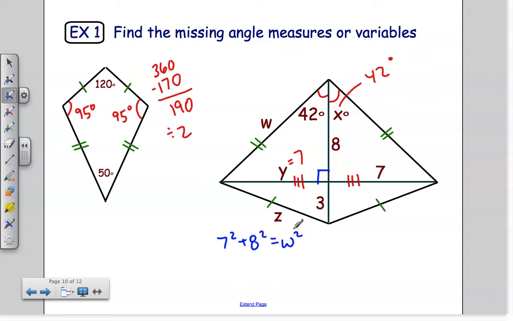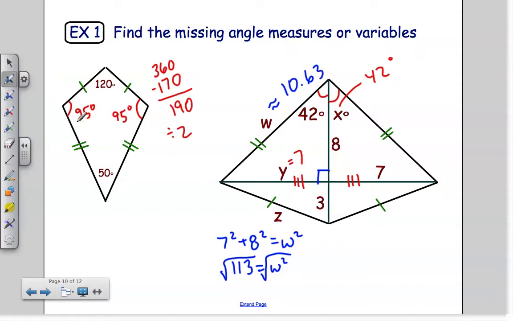And of course 7 squared is 49, plus 8 squared would be 64, and 49 plus 64, I'm getting 113 equals my W squared, and undo squared by taking square root. Not a perfect square, that's okay, we'll have a decimal here. W is approximately 10.63 if I go to 2 decimal places.